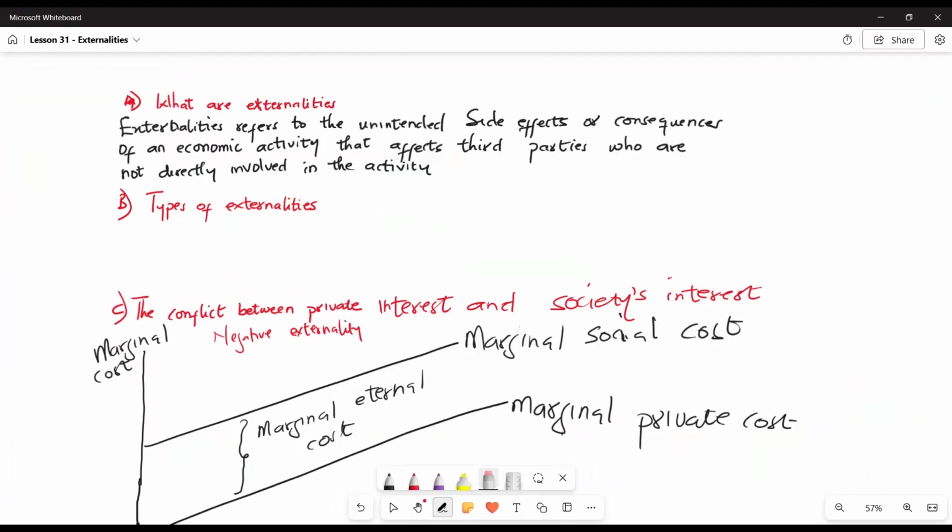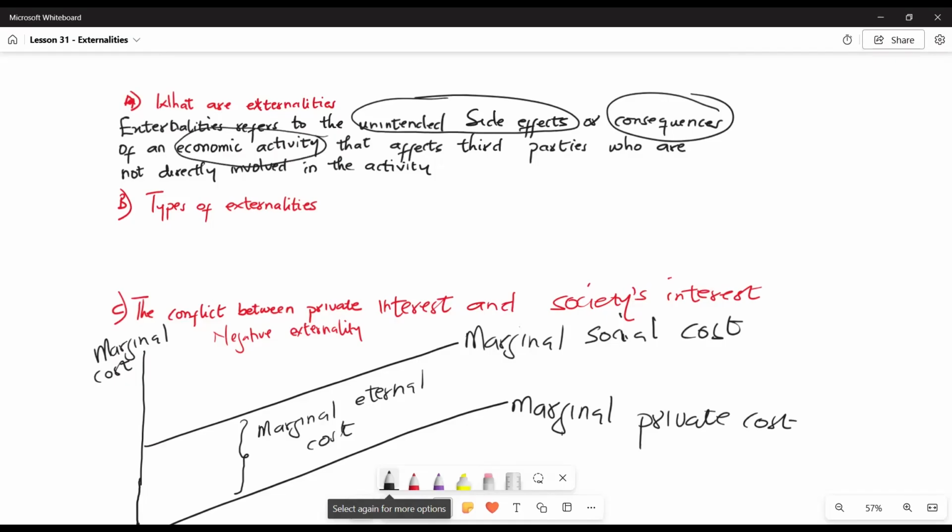So what are externalities? Externalities refer to unintended side effects or consequences of an economic activity that affect third parties who are not directly involved in the activity. The simplest example of this is when you consume or produce a good that has a positive or negative benefit on someone else, and you are not compensating the person, or the person is not paying you for that positive or negative benefit. That is an externality. We will look at some examples of externalities later in this lesson.